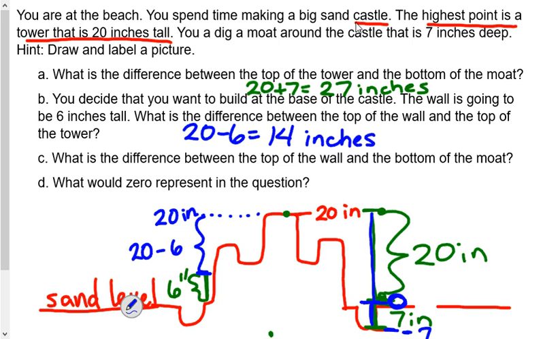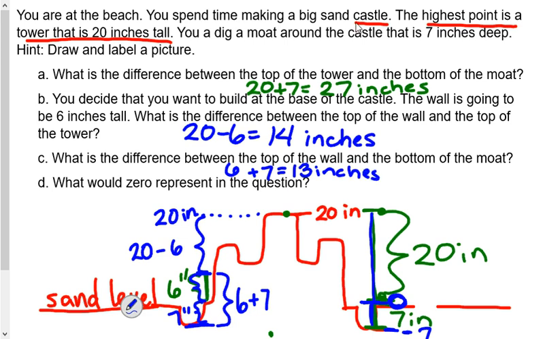So now, what is the difference between the top of the wall and the bottom of the moat? Well, the bottom of the moat, as we said, is here. And we know that this distance is 6 inches. And we know that this distance is 7 inches. So the total distance from here to here has to be 6 plus 7. So 6 inches plus 7 inches equals 13 inches.